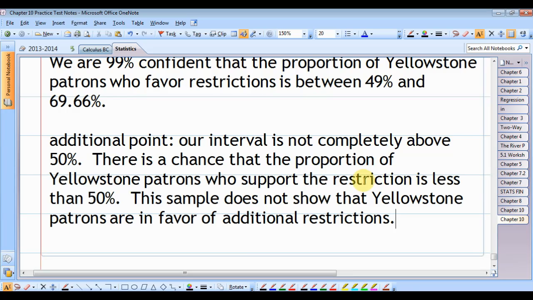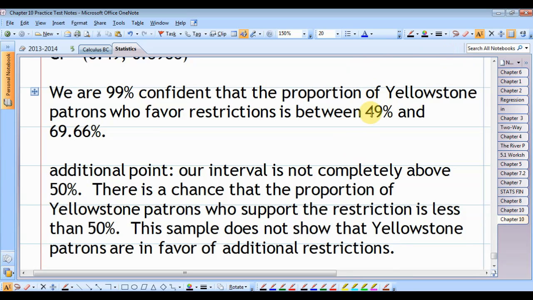Are we talking about the 89 out of 150? Well, we're talking about this right here. Our lower bound is 49%. So remember what we're saying is we don't know exactly what the true proportion is. We just know the true proportion is somewhere between 49 and 69.6. It could be 49. We can't say any more than that. We don't know which one of those numbers it is.